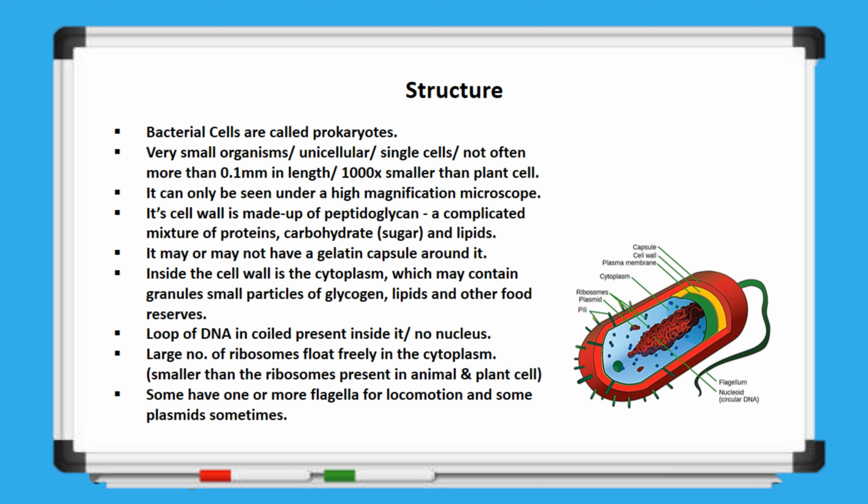Inside the cell wall lies the cytoplasm, which can contain granules of glycogen, lipids, and other food reserves. The cell contains a coiled loop of DNA, but no nucleus, and is filled with ribosomes, which are smaller than those in animal or plant cells. Some bacteria have one or more flagella for movement and occasionally possess plasmids.